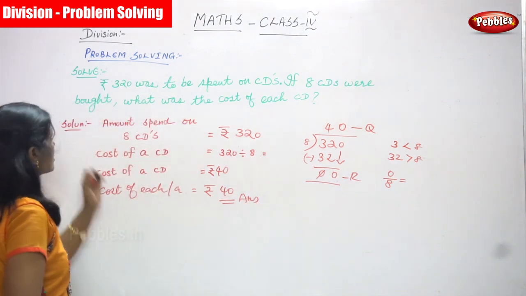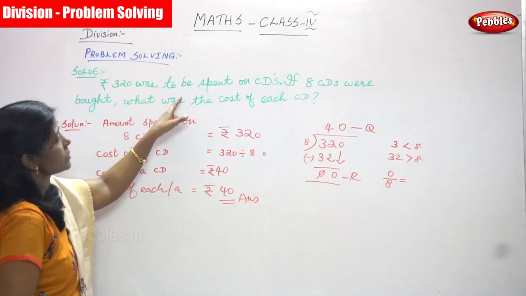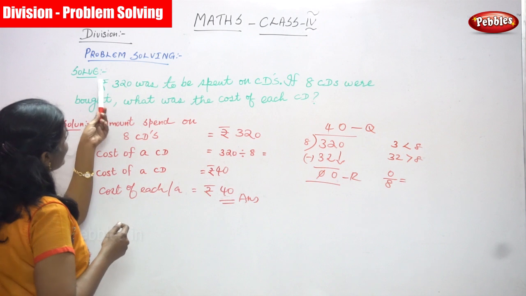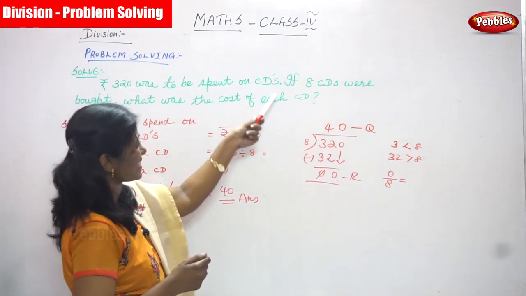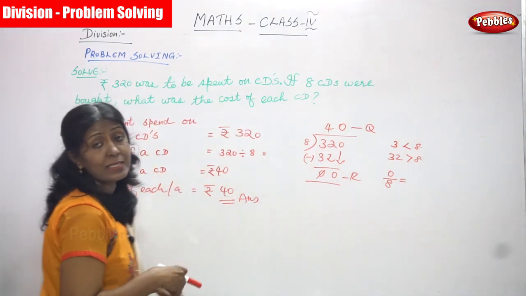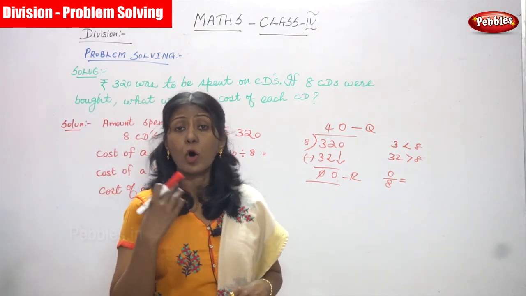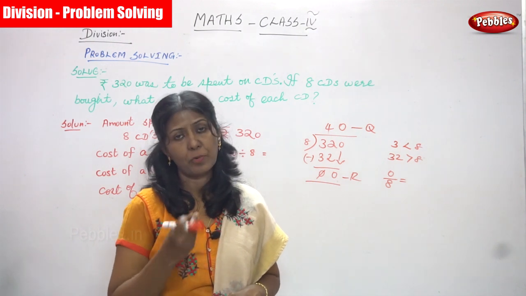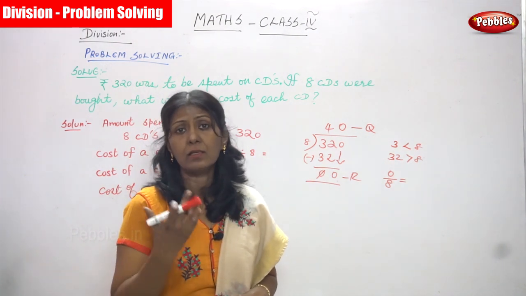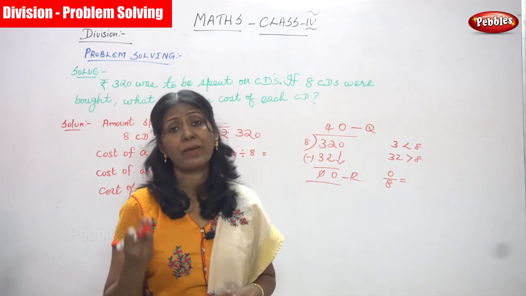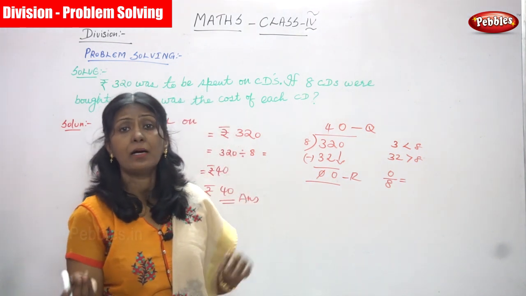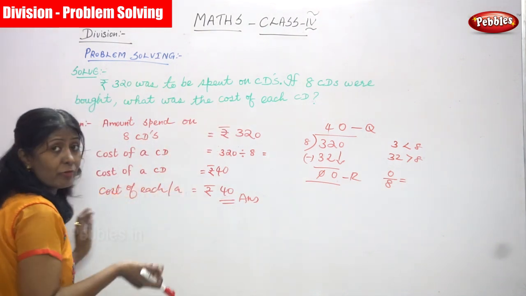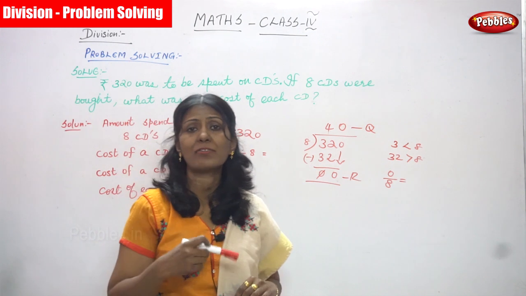I'll explain once again. The question is: rupees 320 was to be spent on CDs. They spent the amount for CDs, that is 320 rupees. For how many CDs did they spend? That is 8 CDs. They bought 8 CDs, and for the 8 CDs they spent rupees 320. So what was the cost of each CD? You have to find out the cost of a single CD.